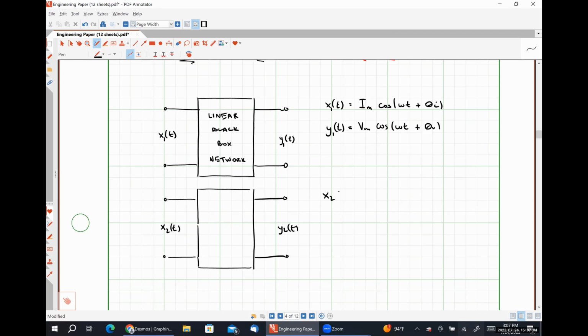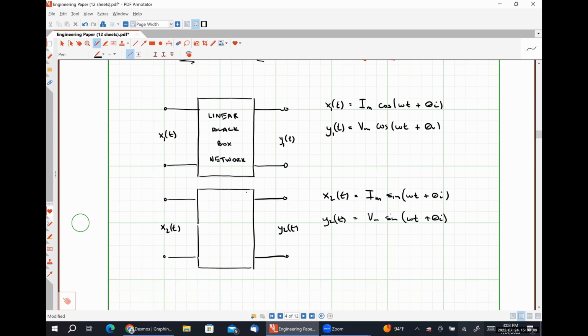So let's say that our input x2 of t, once again, let's make it a current, Im, but this time let's call it a sine function. So we have an input of Im sine omega t plus theta I. I would expect my output to be of the form Vm sine omega t plus theta v. So effectively, if I put a cosine function at the input, I should get a cosine function at the output. Similarly, if I put a sine function at the input, I should get a sine function at the output. And that shouldn't be very hard to understand because we know that a sine function is just a cosine function shifted by 90 degrees, right? So we really haven't shown anything remotely new with this second identity.